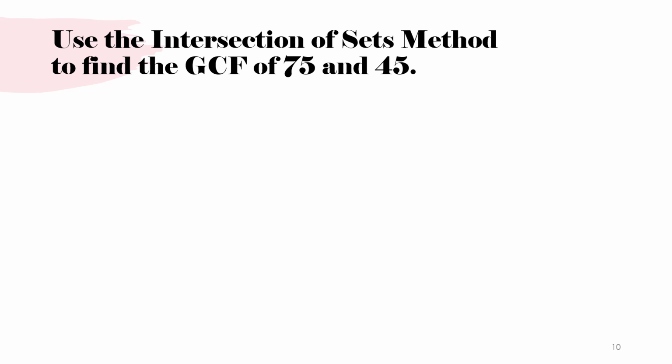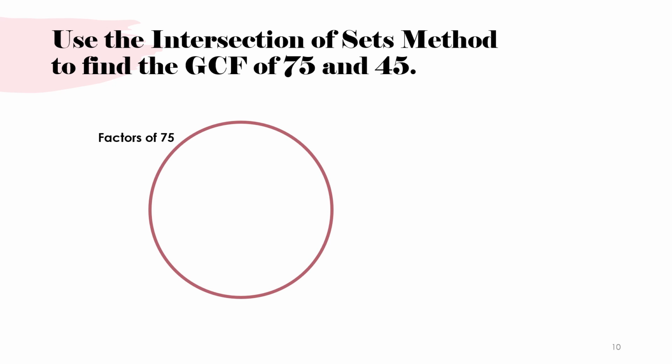Now we're going to use the intersection of sets method to find the greatest common factor of 75 and 45. This is not my particular favorite method. It involves writing out all of the factors of both numbers, and then you can either look at them as a set, or you can put them in a Venn diagram and see where they intersect. All right, so we're going to do the Venn diagram method this time, and then later on in the video I'll show you how to just do it with the sets written out by hand.